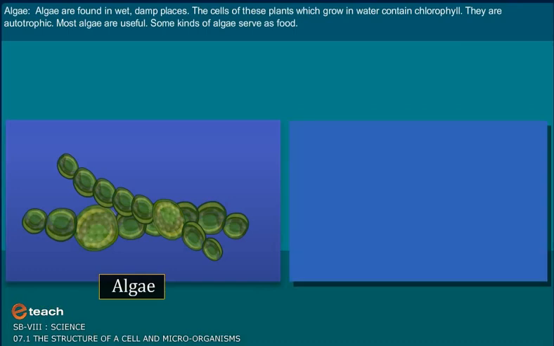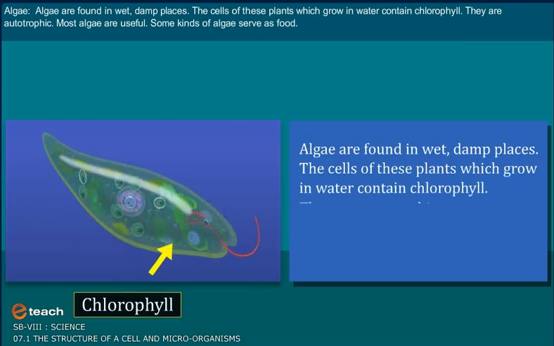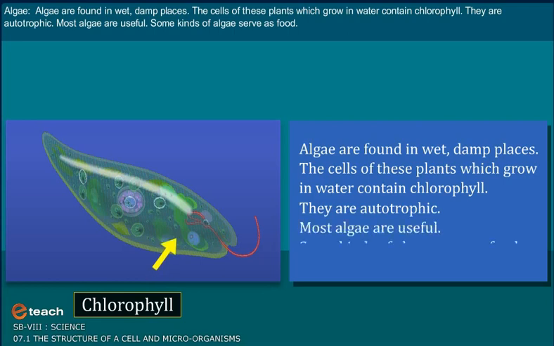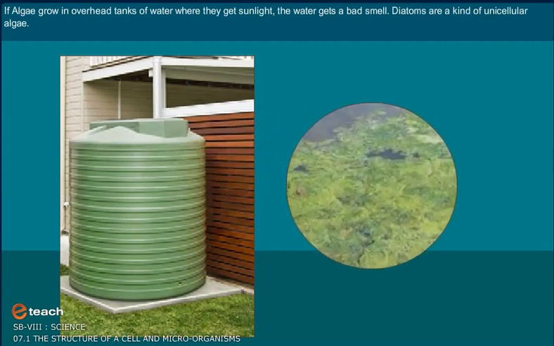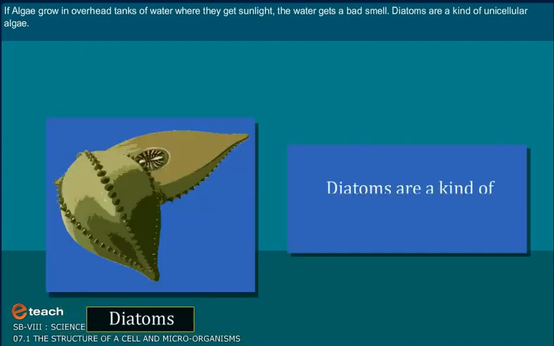Algae. Algae are found in wet, damp places. The cells of these plants, which grow in water, contain chlorophyll. They are autotrophic. Most algae are useful. Some kinds of algae serve as food. If algae grow in the overhead tanks of water where they get sunlight, the water gets a bad smell. Diatoms are a type of unicellular algae.